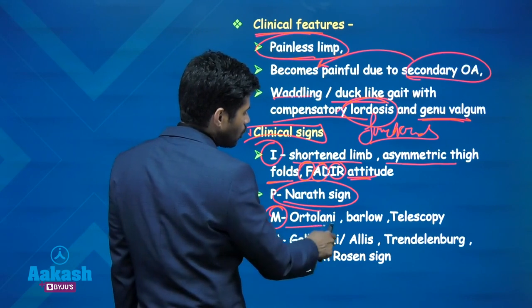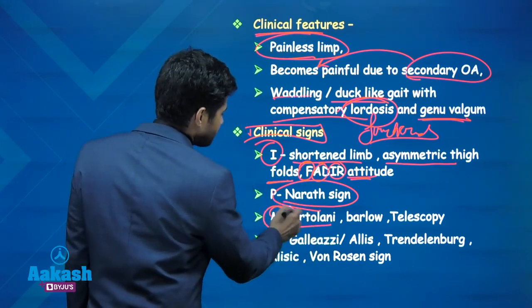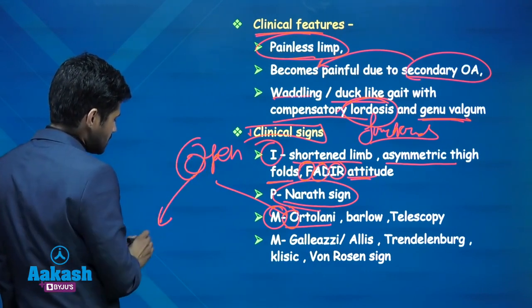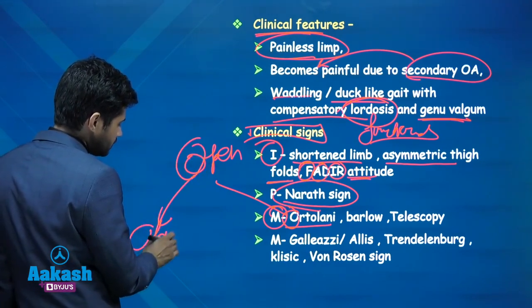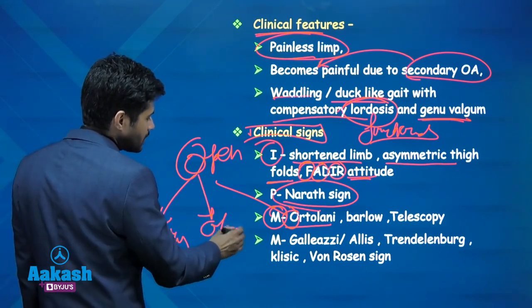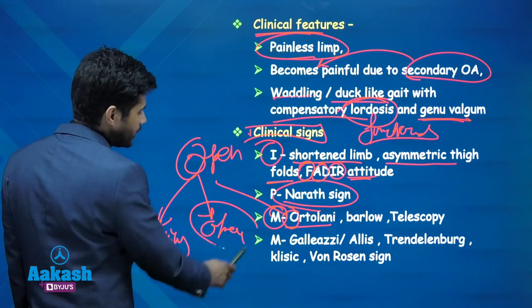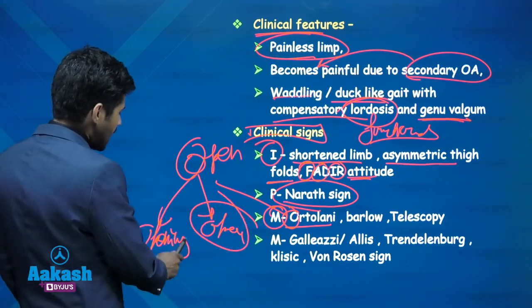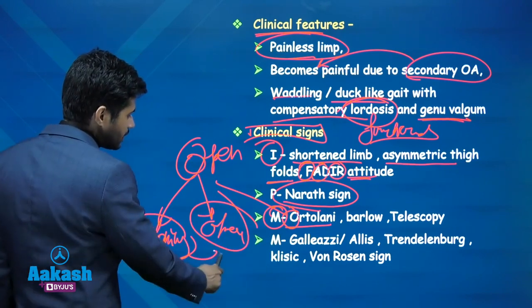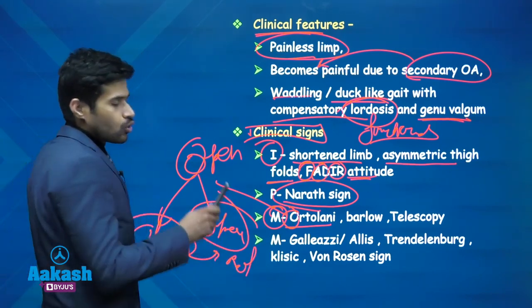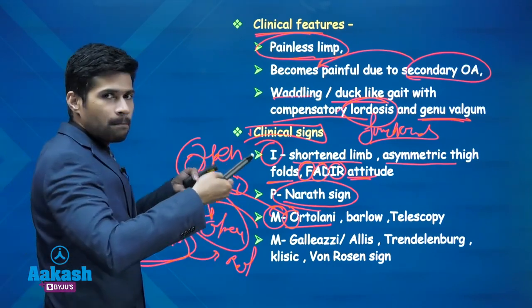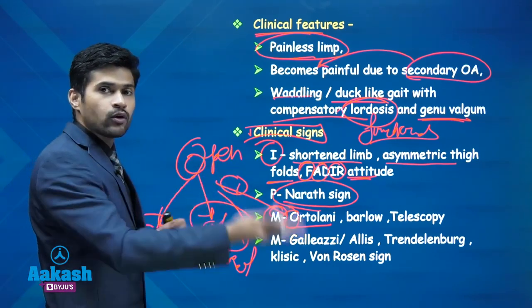On movement, we do Ortolani test. Now Ortolani, O is open. Open means that you do the opening movement for performance of the test and the joint is already open. So in Ortolani test, the joint is already dislocated, and you do the opening movement, that means abduction, for reduction of the joint. So Ortolani test is one stage in which you open the legs to reduce the already opened joint.